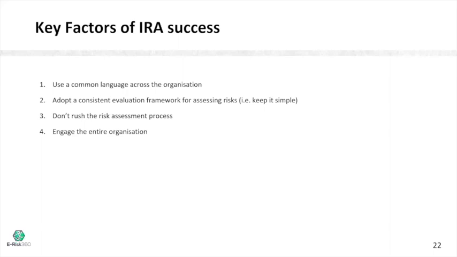Dot point number one. You don't want to rush that risk assessment process. Make sure you plan it out, and make sure you spend the required time to actually validate some of your reasoning behind how you've allocated and how you've assessed those risks. And you also want to engage the entire organization, or at least engage people from all levels within the organization, so that ultimately everyone is going to take ownership and responsibility.